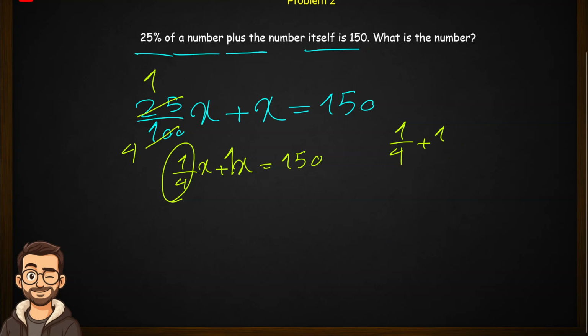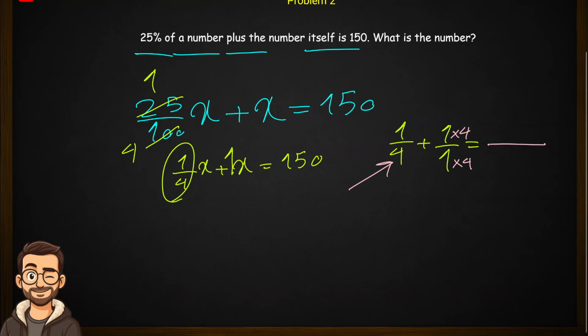Okay, because 1 is simply 1 over 1. And we make the denominators the same, a common denominator. How? We multiply this denominator by 4. Why? Because we want it to be identical to this one. But whatever you do to the denominator, you should do exactly the same thing to the numerator. So I multiply the numerator by 4 too.